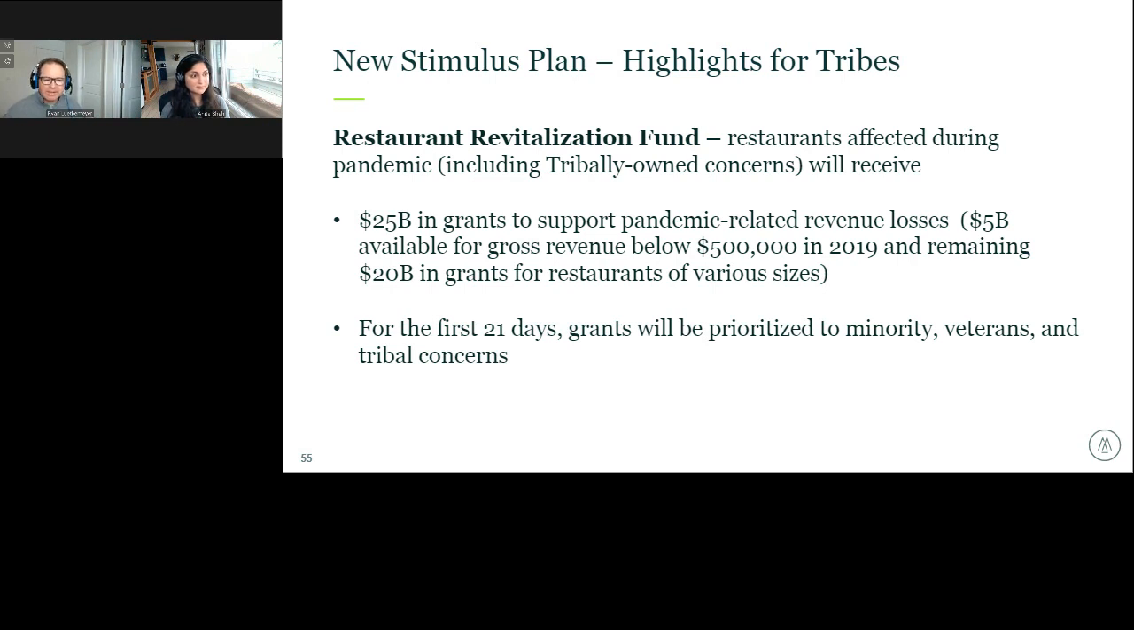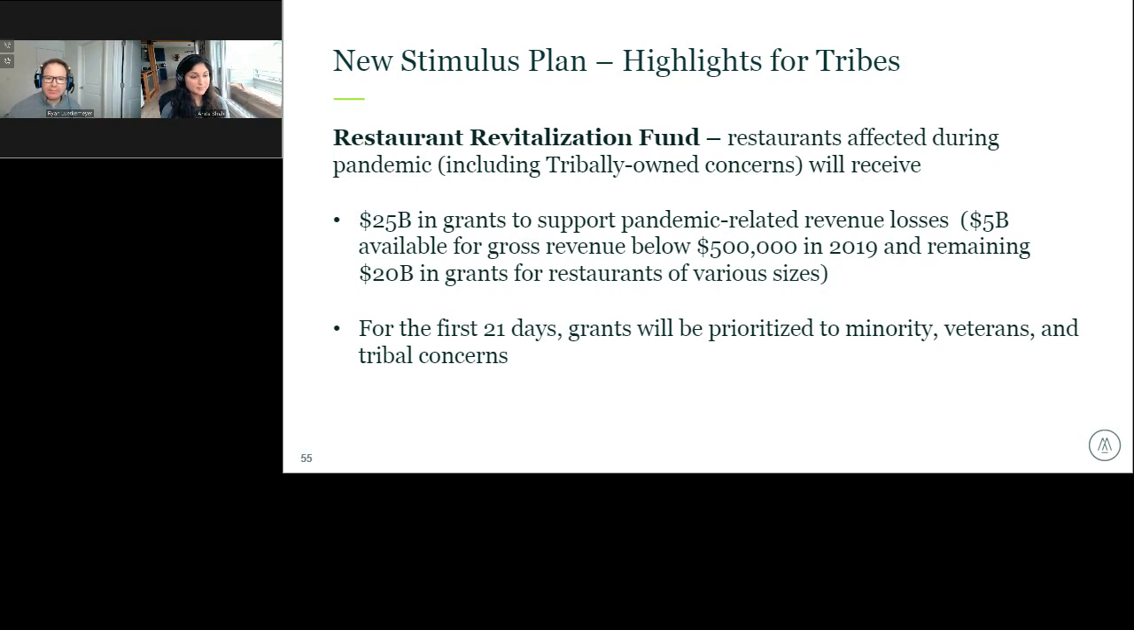About $5 billion of that is really going to be set aside for the smaller restaurants that have under $500,000 in revenues in 2019. And then the other $20 billion is for restaurants of various sizes. It's good to know with this particular fund or this opportunity that in the first 21 days that the grant is available, they're really going to prioritize minority, veterans, and those tribal concerns.